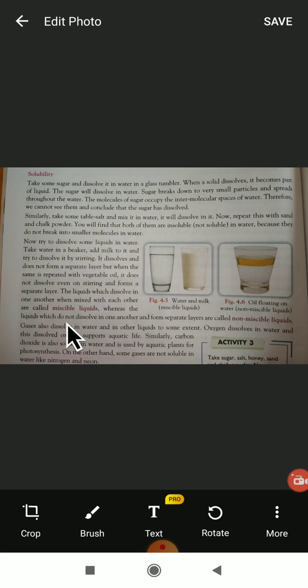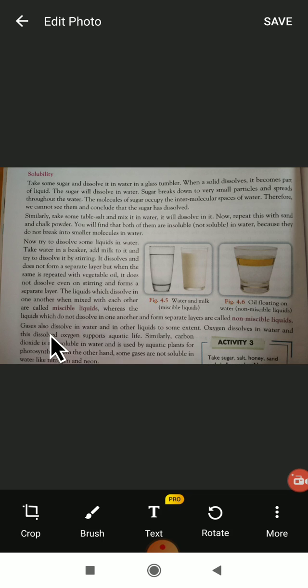Whereas the liquids which do not dissolve in one another and form separate layers are called non-miscible liquids. The liquids which dissolve, we call miscible liquids; which will not get dissolved, we call non-miscible liquids. Here the example they have shown is oil floating on water. Like this, oil will float on the water. When you mix water in milk, it will be completely dissolved.